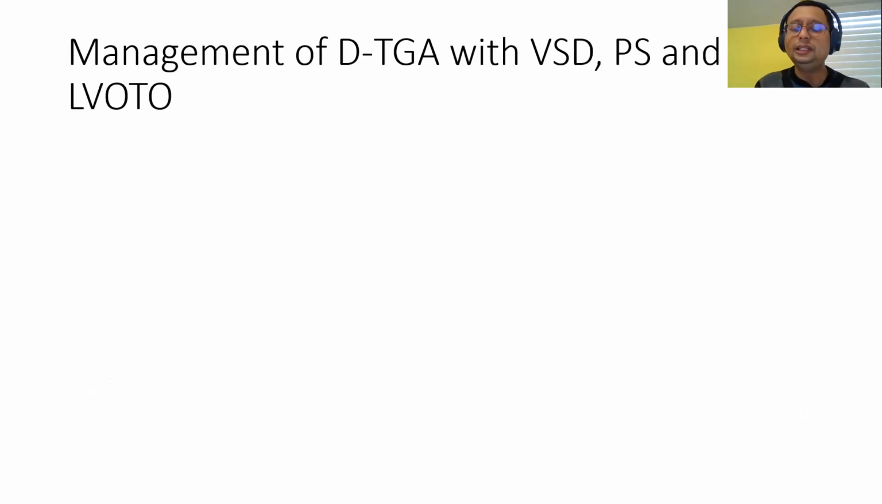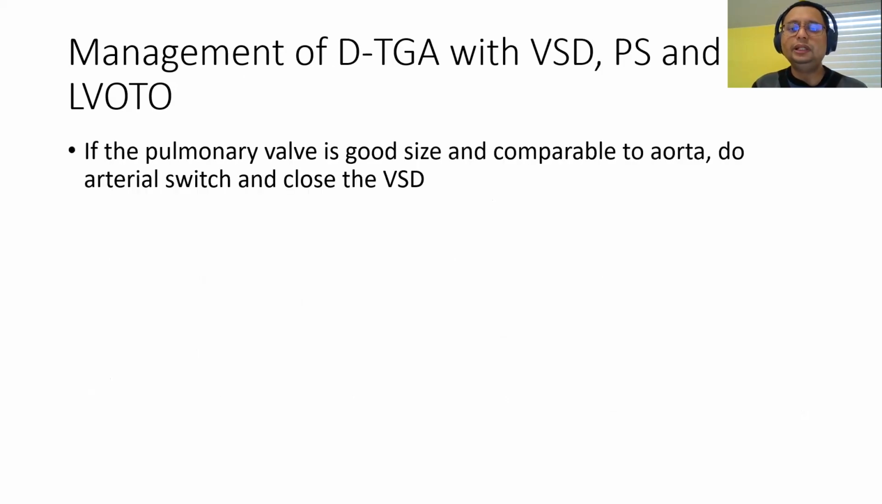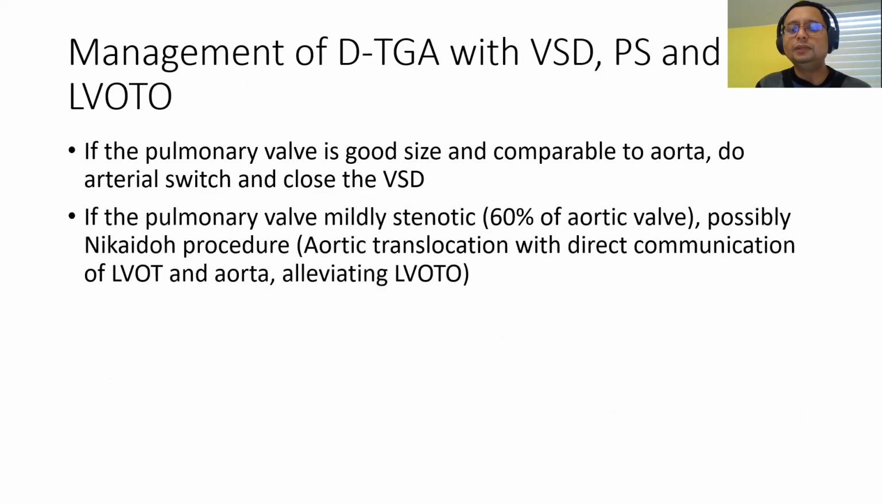What if someone has DTGA, ventricular septal defect, pulmonary stenosis, and left ventricular outflow tract obstruction? So this is a bit complicated. If the pulmonary valve is good size and comparable to the aorta, you do arterial switch and close the VSD. If the pulmonary valve is mildly stenotic, you do a Nikaidoh procedure, which is aortic translocation. You take the aorta with the root itself and transplant it into the left ventricle, and then bring the pulmonary artery to the right side and connect it to the right ventricle.